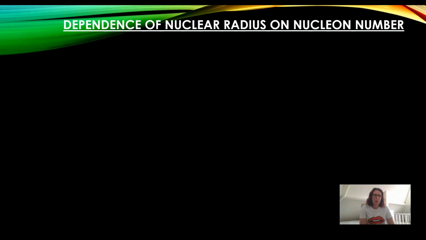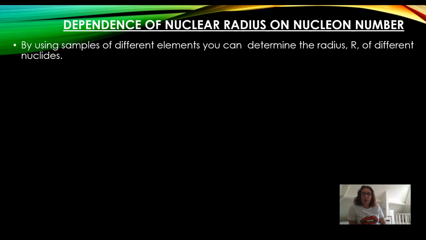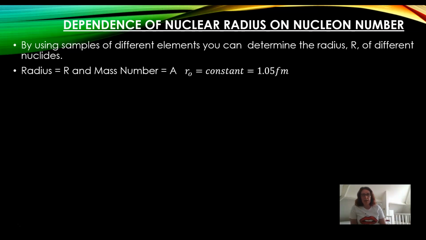You can also determine the radius of the nucleus by using this really nifty equation, which you are given. By using different samples of different elements, you can determine the radius R of different nuclides, which is what they did, and come up with this equation. R equals a constant, which is called R0, times A to the third.